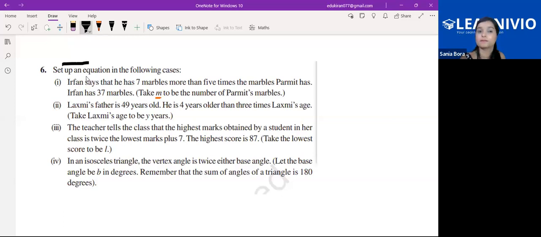Ma'am, what does "5 times" mean? Irfan says that he has 7 marbles more than 5 times the marbles Parmeet has. Clear? Take M to be the number of Parmeet's marbles. So Irfan says that he has 7 marbles more than 5 times the marbles of Parmeet. What is the value of Parmeet's marbles? M. And 7 more. So, anyone who can frame it?